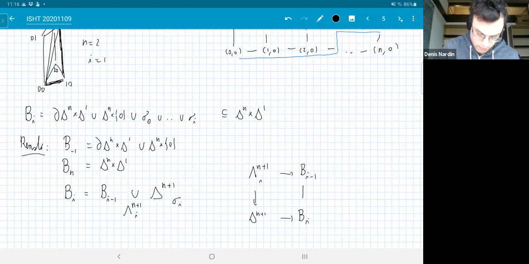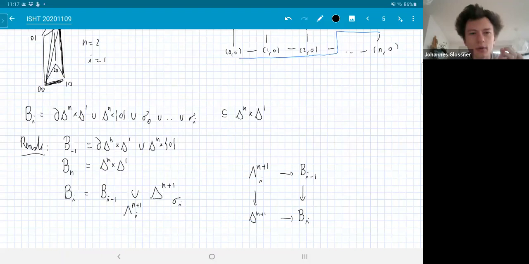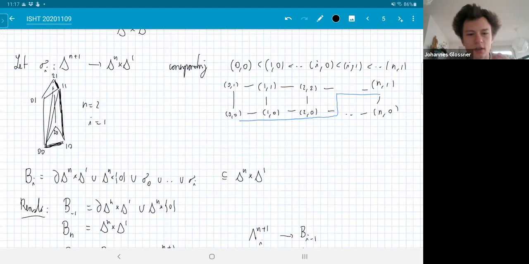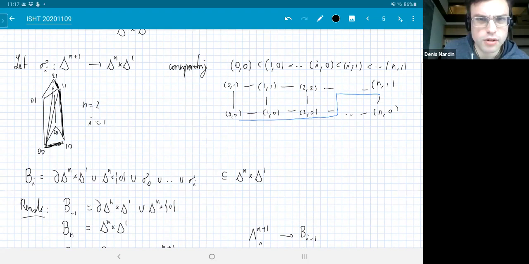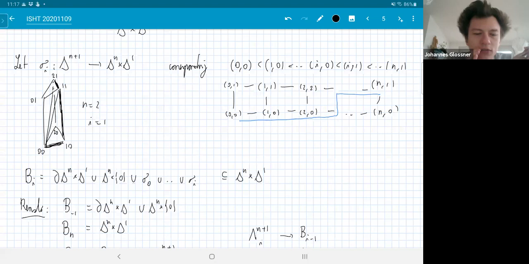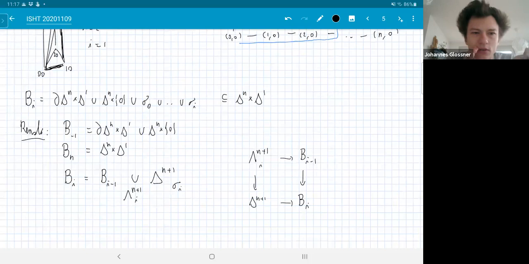Excuse me? Yes. Could you maybe repeat the sentence you just said about every simplex being a subsimplex? Sorry, I cannot hear you. Can you repeat the sentence about every simplex being the subsimplex of some BI?